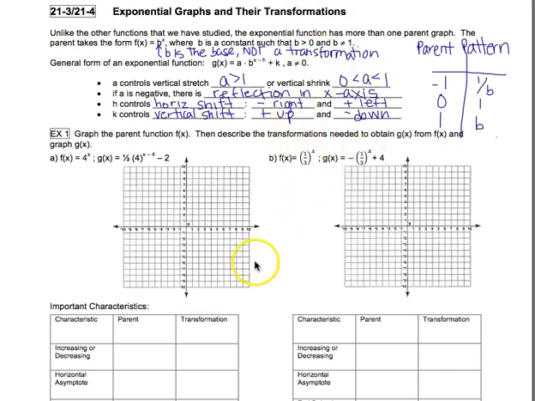So just like always, the parent graph, the original graph, is what we're going to start with. Notice that in this example, it asks us to graph the parent and describe the transformations to get g of x and then graph it. So we're actually going to do two graphs on here. One for the parent, which is our f of x. And then we'll describe the transformations and write out what we would have for our g of x.